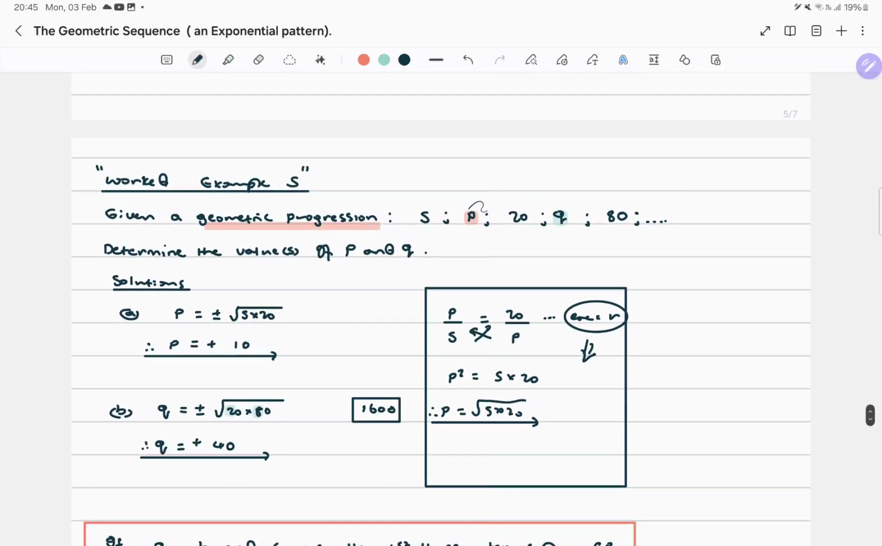So this means any term here is going to be equal to the square root of the product of the terms that actually bestride it.